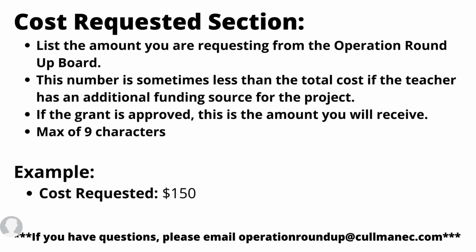In the cost requested section, you need to list the amount you are requesting from the Operation Roundup Board. This number is sometimes less than the total project cost if a teacher has an additional funding source. If it's approved, this is the amount you will receive. There is a max of 9 characters. You can see the example below. This year, the maximum grant request is $750.